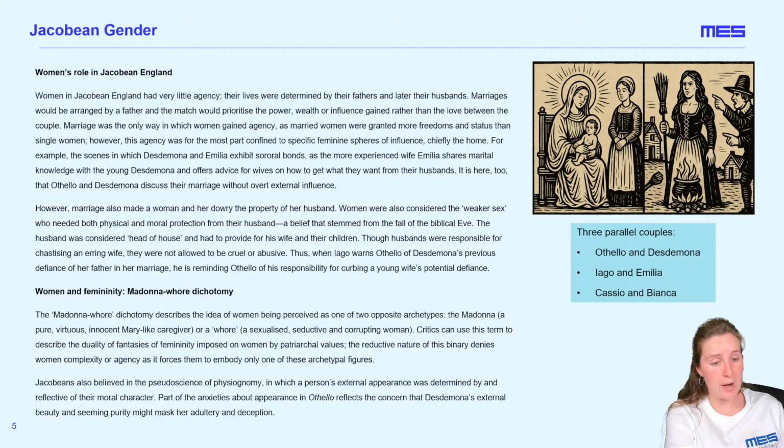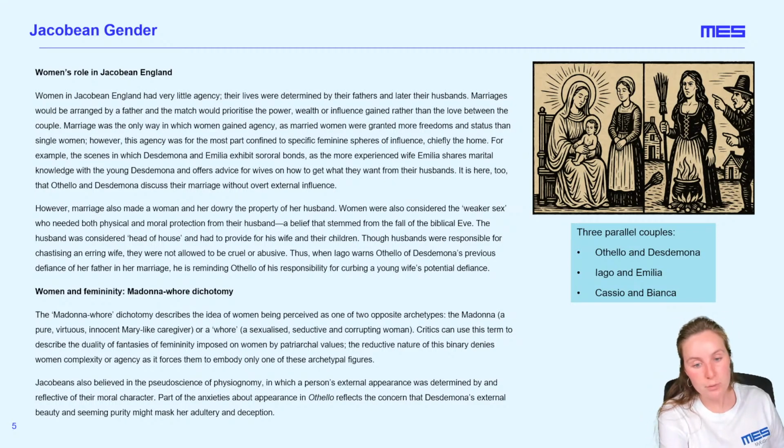Critics can use this term to describe the duality of fantasies of femininity imposed on women by patriarchal values. So this idea of women not necessarily in real life falling into these archetypes, but rather patriarchal society defining women as either one or the other of these. The reductive nature of this binary denies women complexity or agency, as it forces them to embody only one of these archetypal figures. So this idea that you could be one or the other, you're not deciding for yourself, but rather it's being decided for you by patriarchal society and your reception in society, as well as your class and your behavior and people's perception of you.